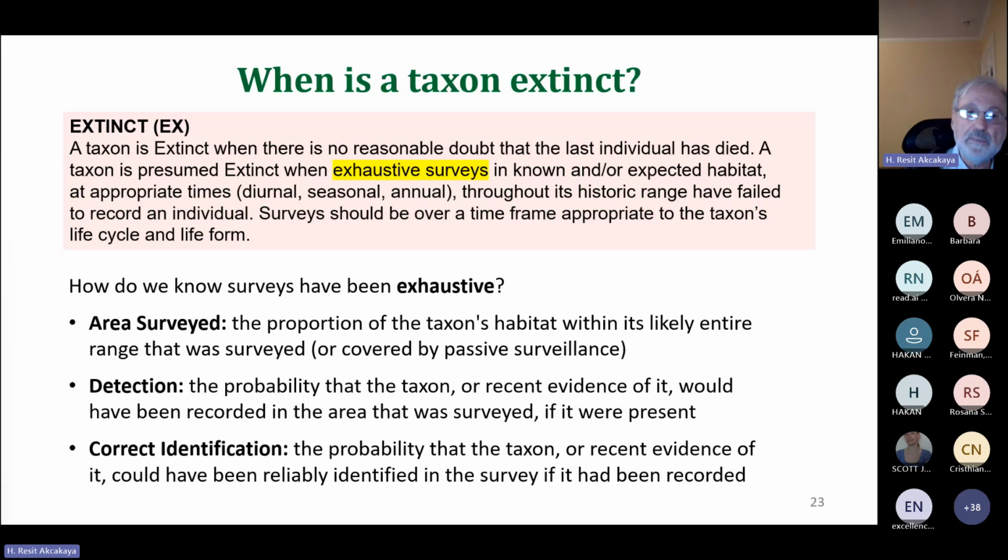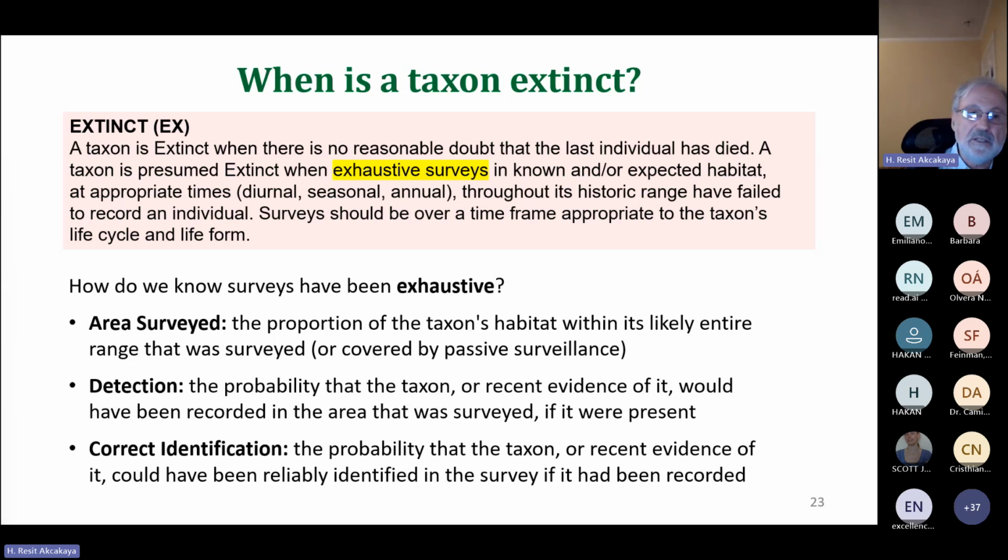And this has to do with timing of the surveys and whether you were there at the right time, whether the right experts were looking for it, if they saw it, would they actually recognize it, that sort of thing. And the third one is correct identification. Given that it is recorded, what is the likelihood that it would be correctly identified as the species in question? And this is an issue for species that are very similar to other species, right? So that is the important parameter.